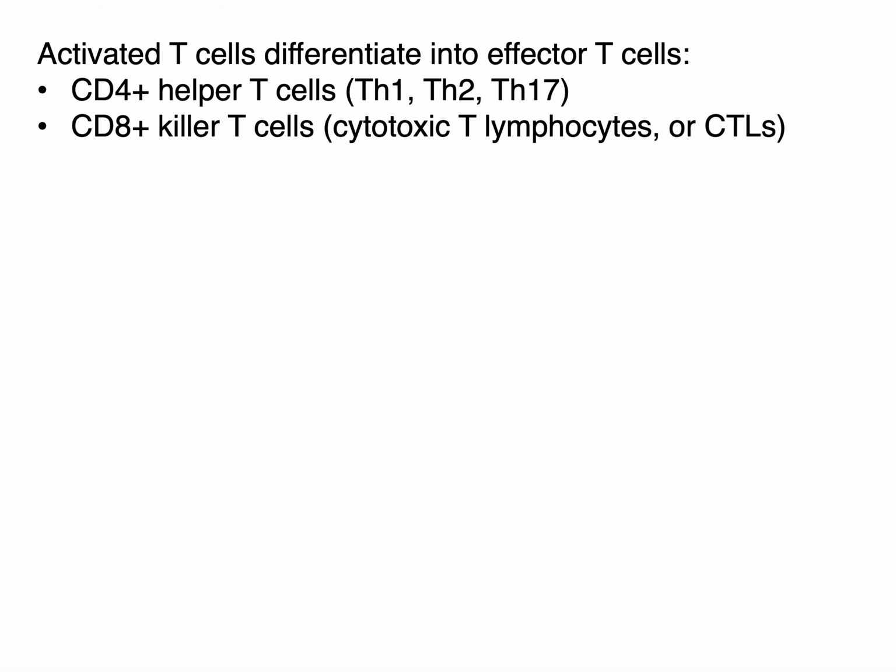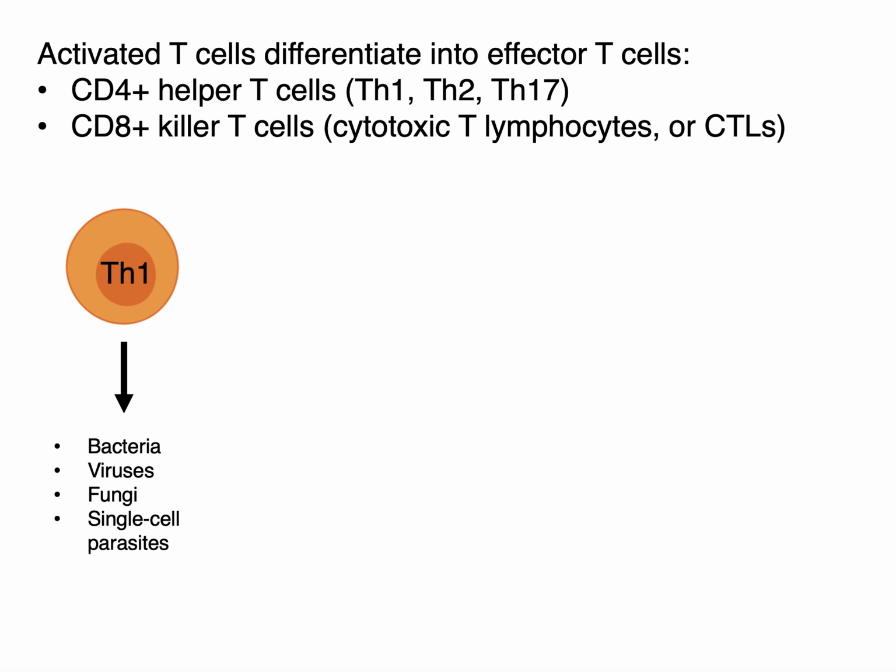CD4 positive helper T cell subsets include T helper 1, T helper 2, and T helper 17 cells. And CD8 positive T cells can differentiate into killer T cells, or cytotoxic T lymphocytes, or CTLs, is the other way to say that.